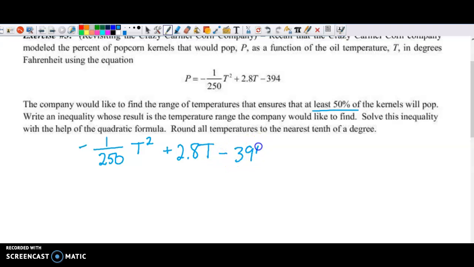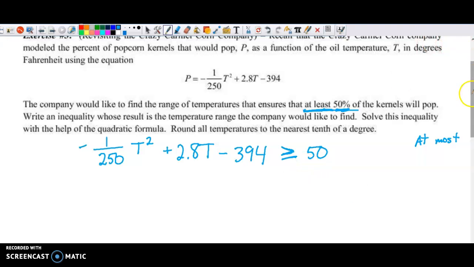So I'm just rewriting the equation, and P stands for the percentage. And when I see the words at least, I'm thinking 50, that's the number right here, or more. So that's, to me, a greater than or equal to. And you might see other phrases to look out for, like at most, more than, less than, but that's how I would set this up.